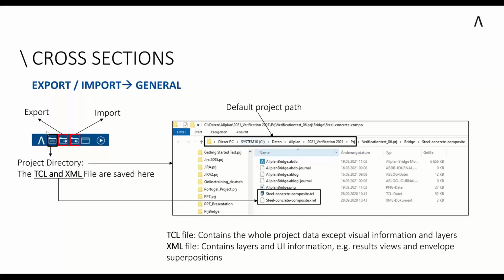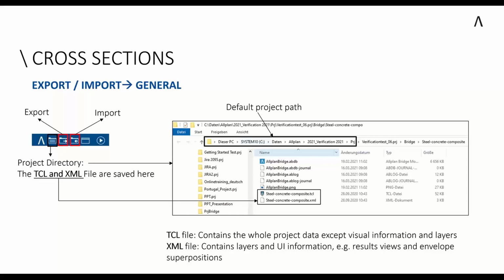And in the program, you have some buttons in the quick access toolbar which I want to explain a bit. The first one simply opens the project directory, which you can see here, where your data sits. And let's just have a look at the files. So you can see the first one named here Allplan Bridge ABDB, which means Allplan Bridge database. And this is actually where all the data is stored, which means whenever you put in some value or draw a line, it's directly stored in that database.